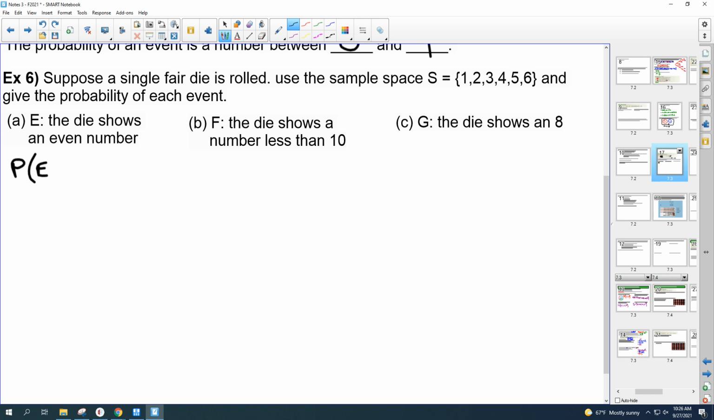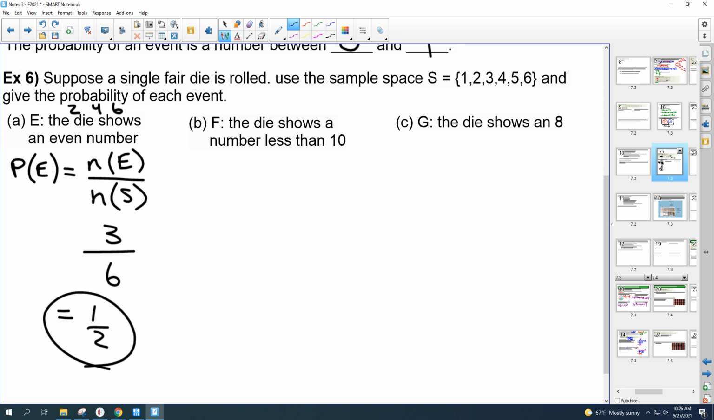So the probability of event E, according to the definition given above, is the number of items in E divided by the number of items in the sample space. That's the formal equation. But really, E, even number, is 2, 4, and 6, right? So this is literally just 3 over 6 in the sample space. It's 1/2. You can say 0.5, it doesn't really matter, but that's the probability.